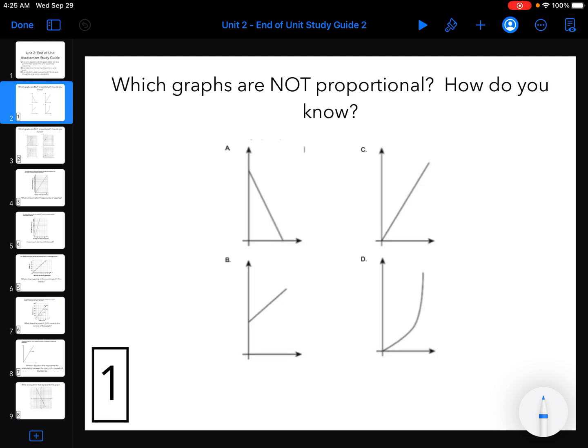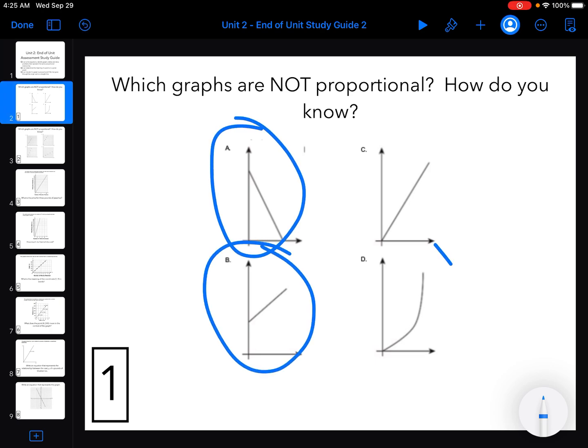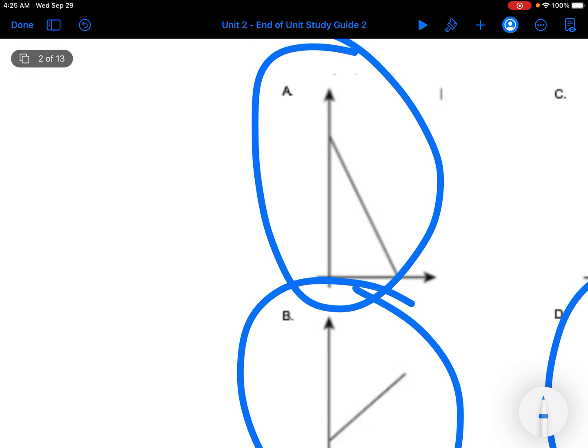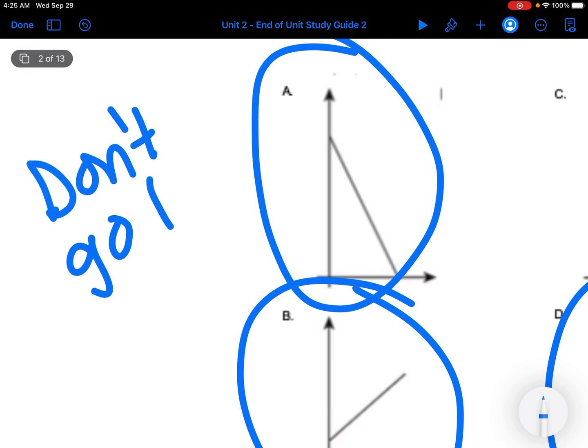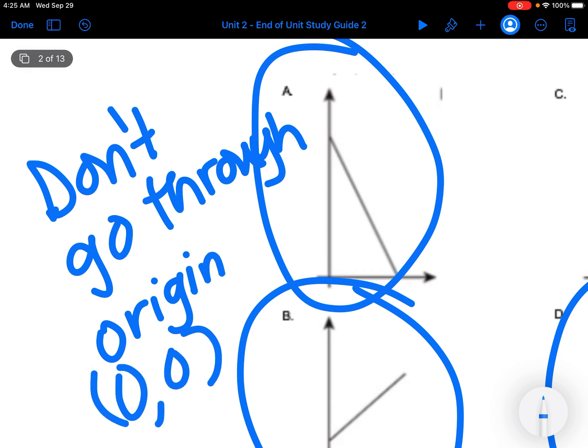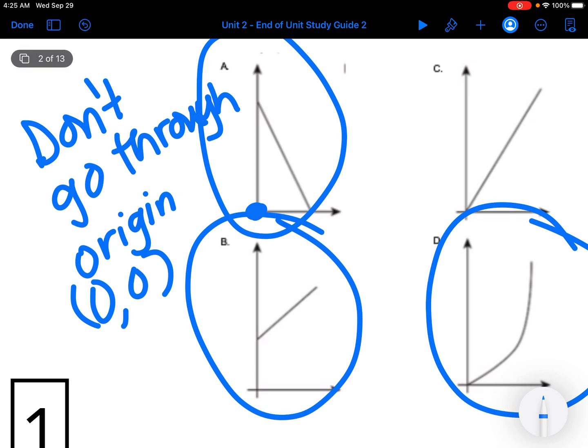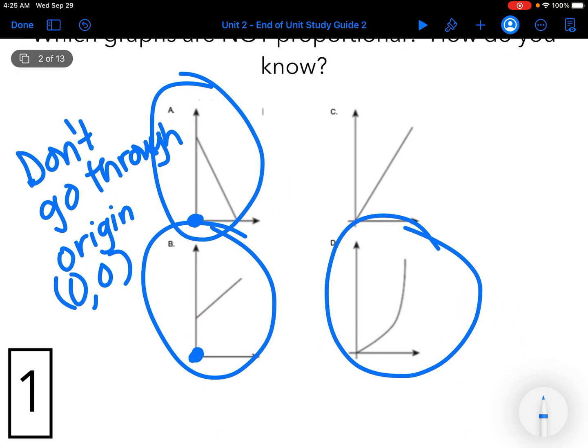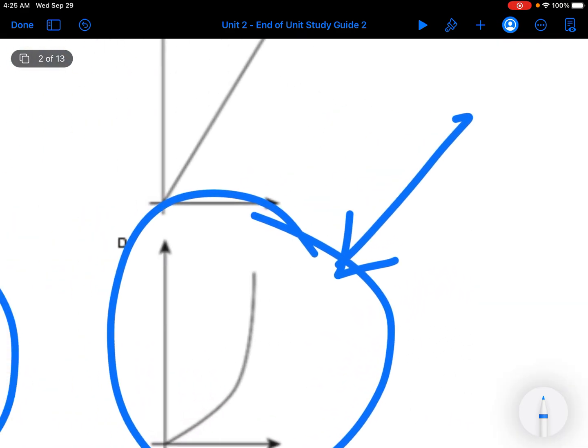Which graphs are not proportional? Well, I know A and B are not proportional. They do not go through the origin, which is 0, 0, which would be right here and right here. This one is not a straight line.